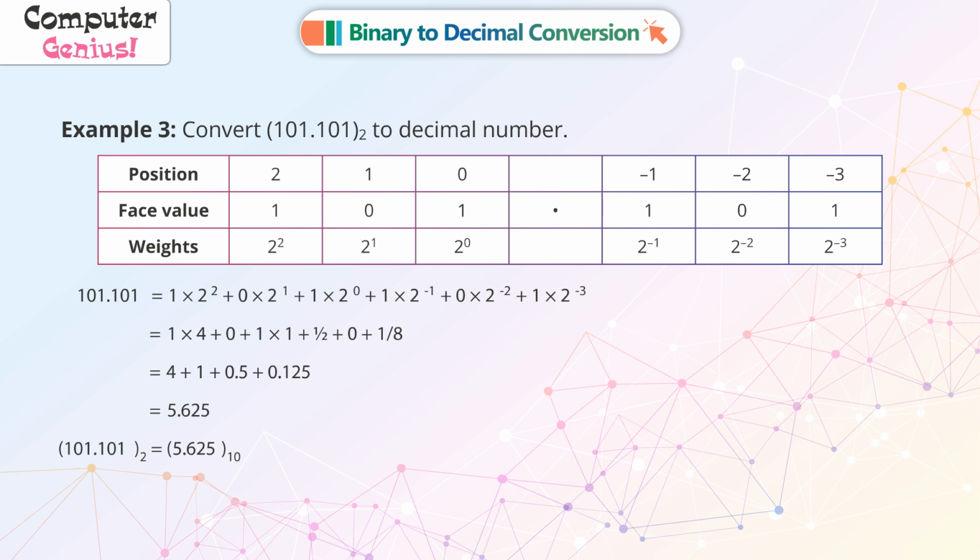Is equal to 4 plus 1 plus 0.5 plus 0.125 is equal to 5.625. 101.101 base 2 is equal to 5.625 base 10.